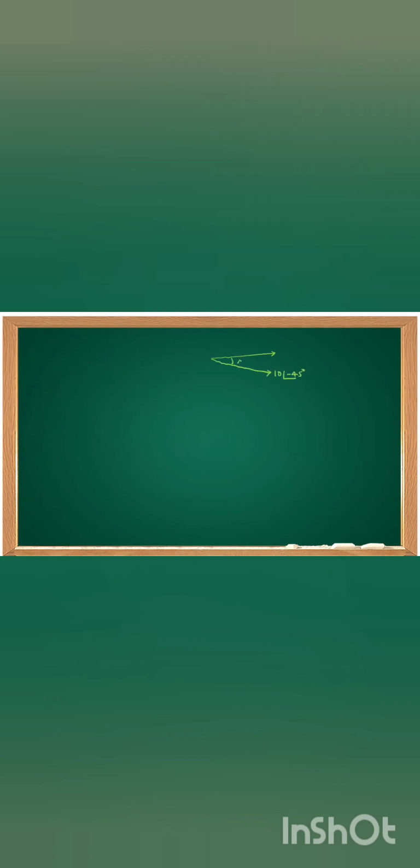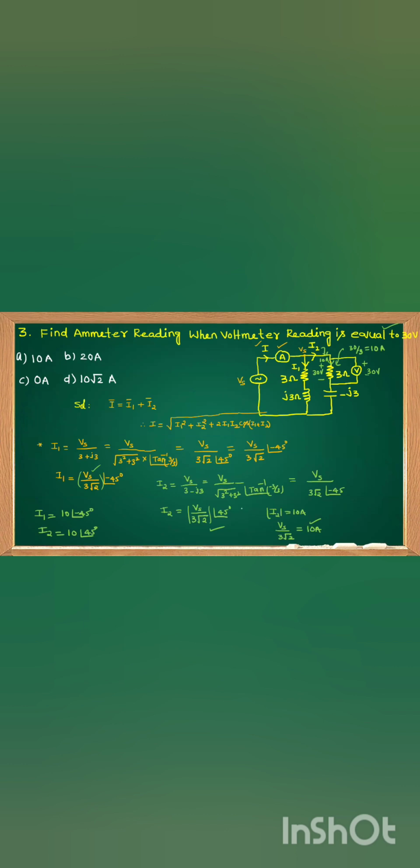Then clockwise angle, this is minus 45 degrees. And this is which value? This is I1 equal to. Students, it's very simple. Whatever the 10 ampere we calculated, that 10 ampere is the magnitude. What is the magnitude of current? Vs by 3 root 2. That is 10 ampere. This I am substituting here. I got I2 is 10 A, same Vs by 3 root 2 substituted here.